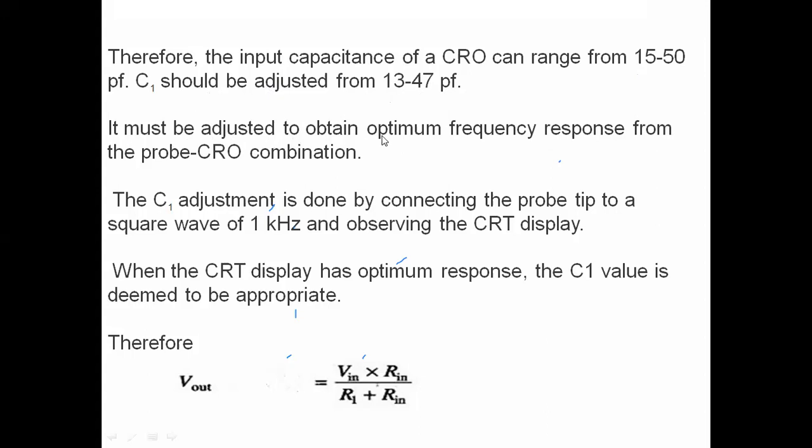It must be adjusted to obtain the optimum frequency response from the probe CRO combination. So to get the optimum frequency response, we can adjust C1. When the CRT display has optimum response, the C1 value is deemed appropriate, and Vout equals 0.1 times Vin, which equals Vin times Rn by R1 plus R2.